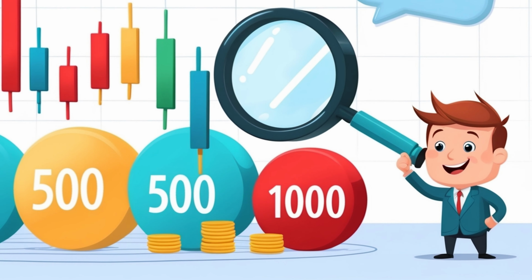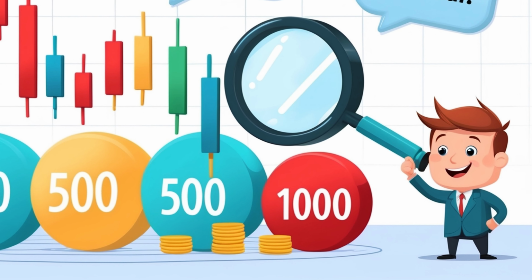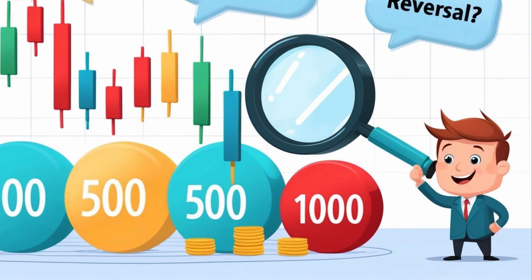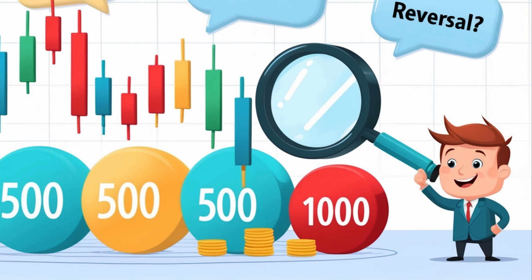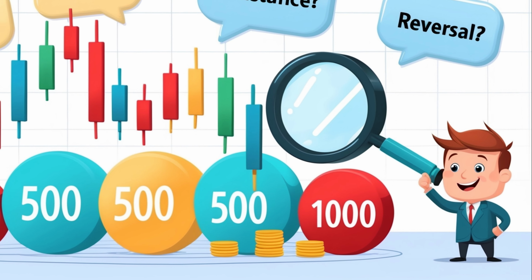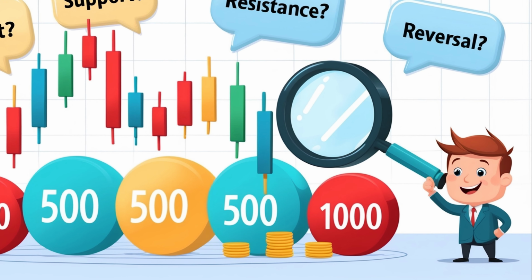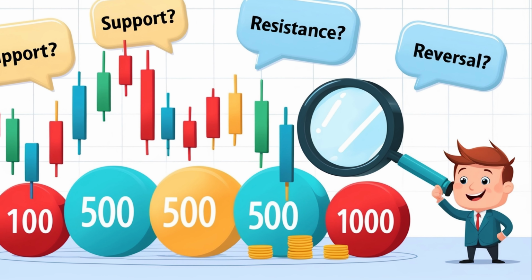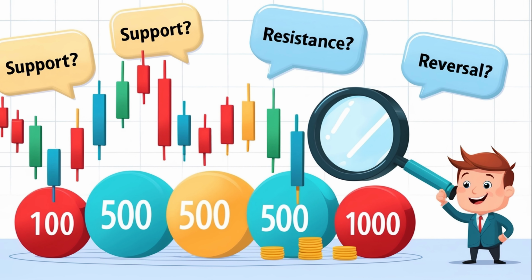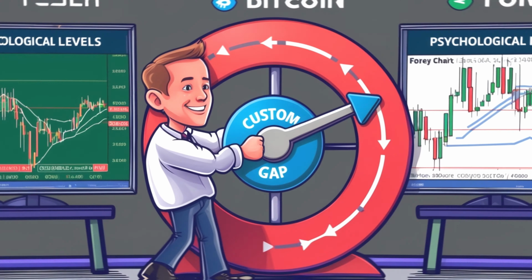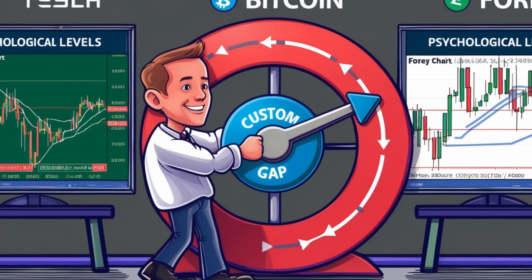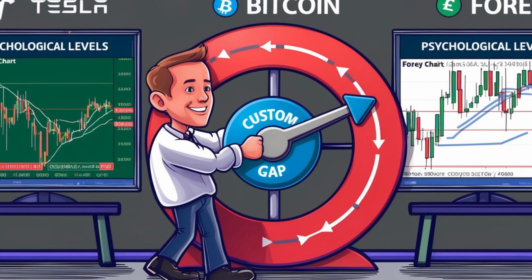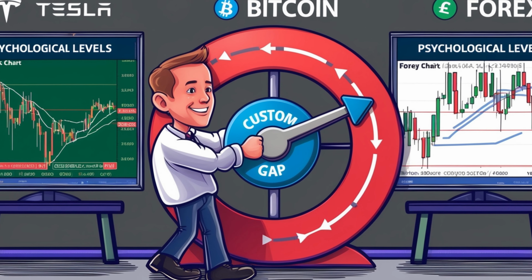In conclusion, the psychological levels indicator offers a simple yet powerful way to bring structure and clarity to your trading charts. By automatically plotting major and minor price levels based on rounded whole numbers, it helps uncover key zones where market participants are likely to react. Whether price is finding support, facing resistance, or bouncing within a range, these psychological levels often reveal the hidden forces shaping price action. Throughout this video, we explored how the indicator adapts across different markets, from stocks like Tesla to crypto with Bitcoin, and even forex pairs like CAD-USD and GBP-JPY.